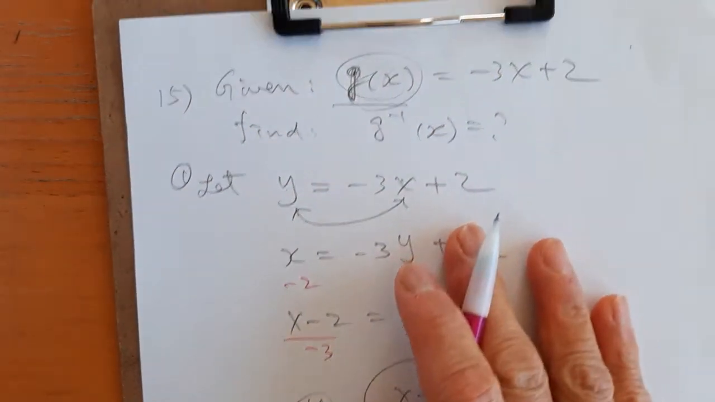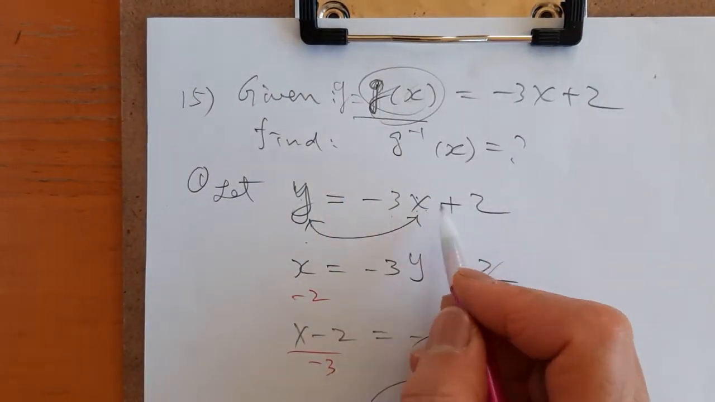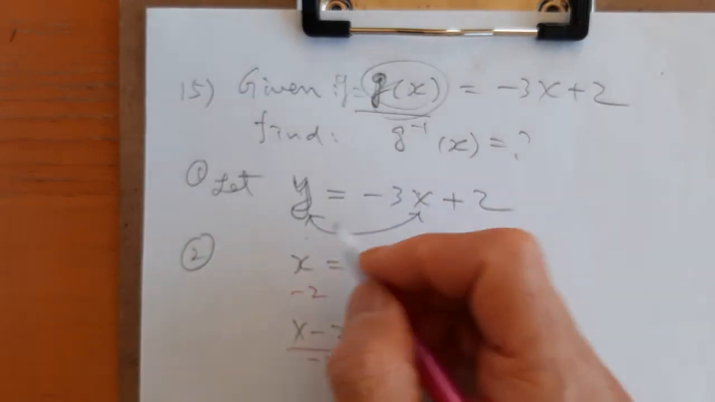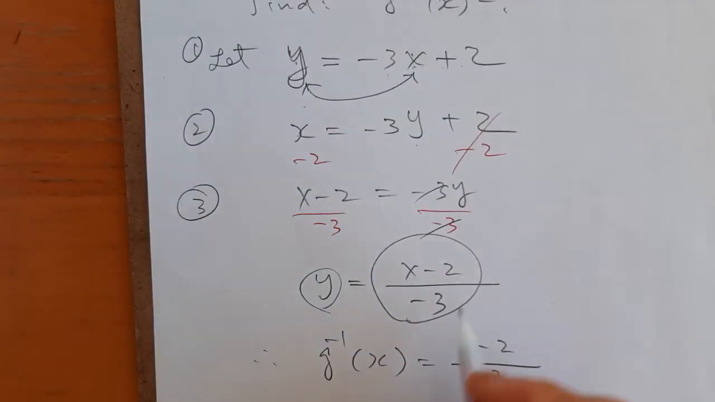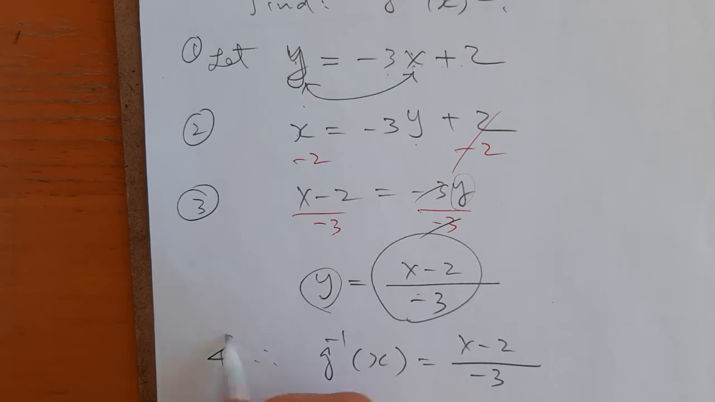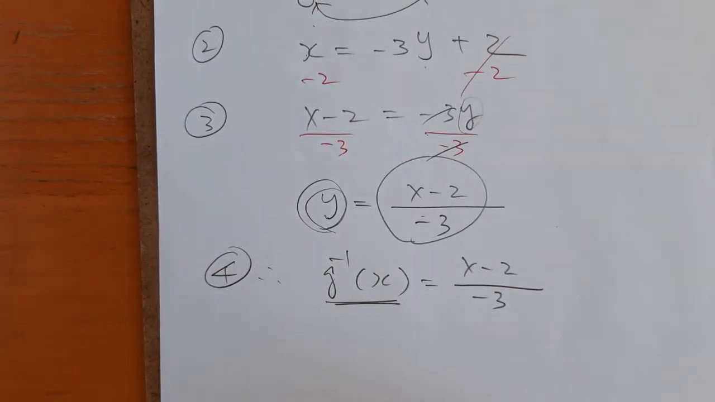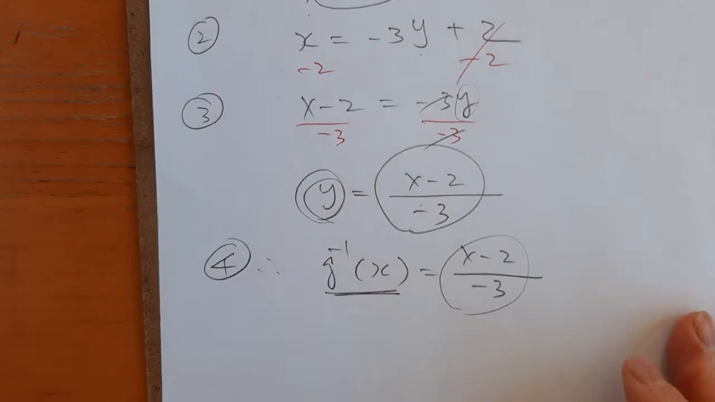To review: first step, g of x changes to y, so y equals -3x plus 2. Second step, exchange x and y. The third step, solve for y, isolate y. The fourth step, change this y to g inverse of x. And that's the way to find an inverse function.